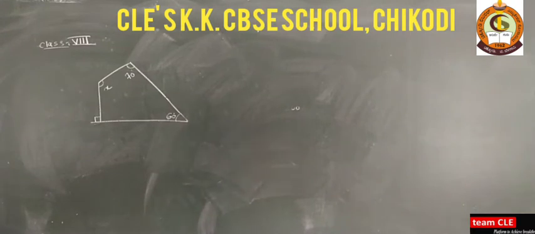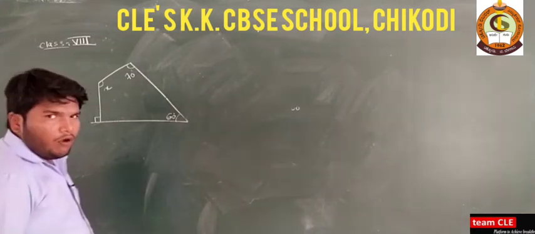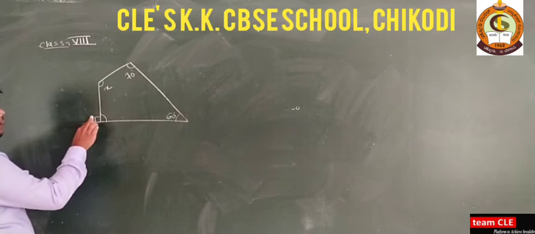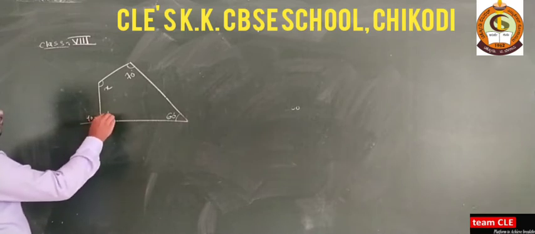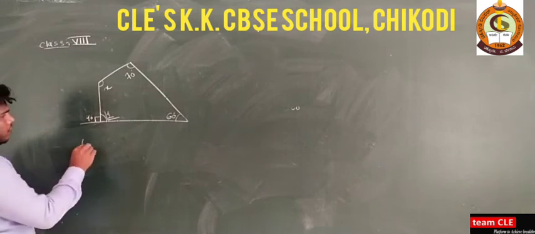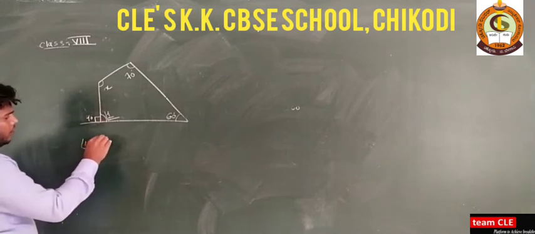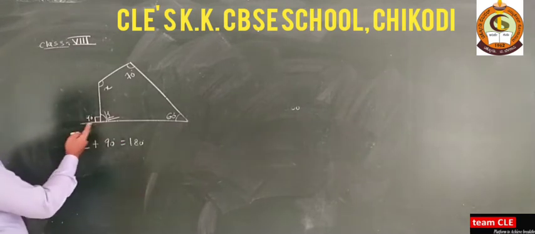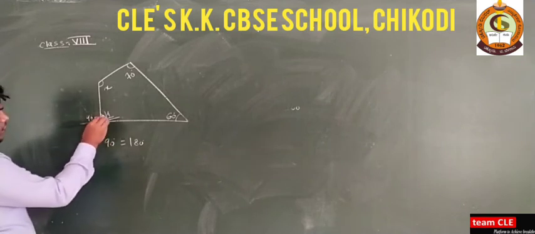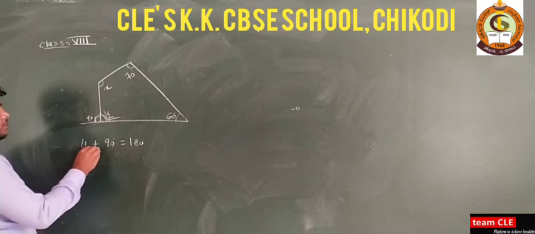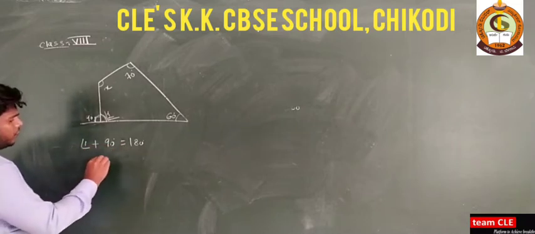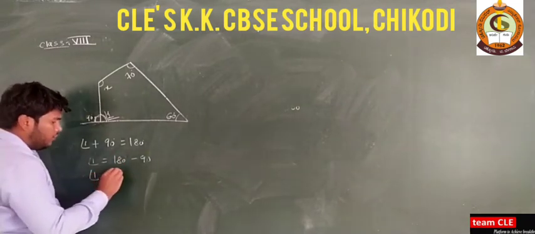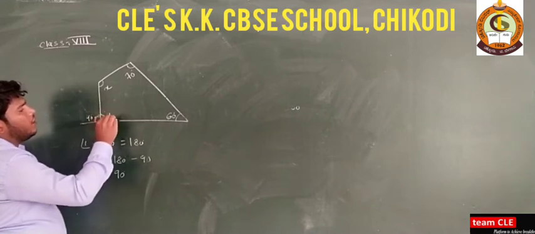Hello dear students, welcome back to one more figure of finding the value of x. See here, this angle we don't know, and this angle C is 90 degrees. This angle we know, so I will call it angle 1. I need angle 1. So angle 1 plus 90 degrees is equal to 180 degrees, because of the linear pair, this is in a straight line. So angle 1 is equal to 180 minus 90. So angle 1 is 90 degrees.